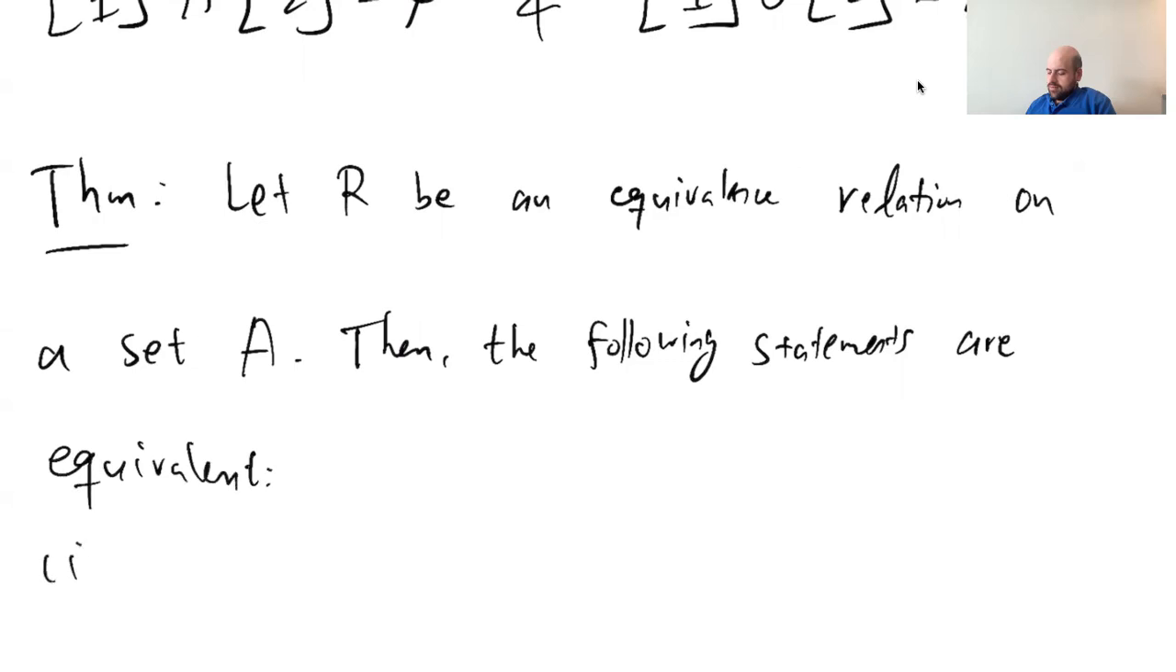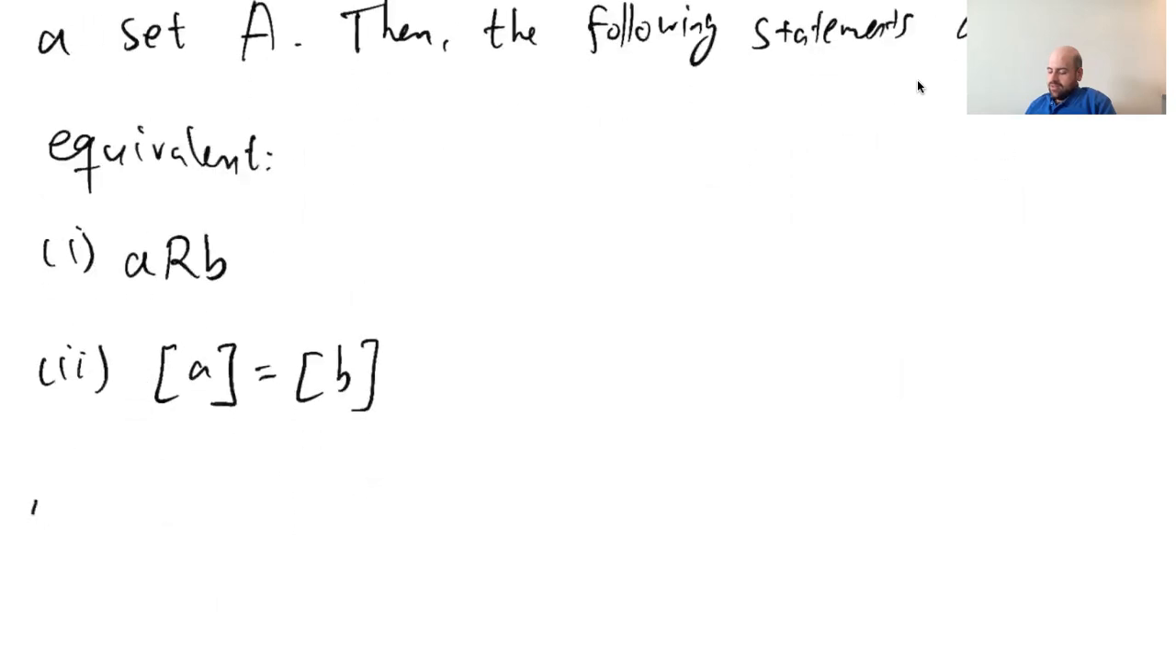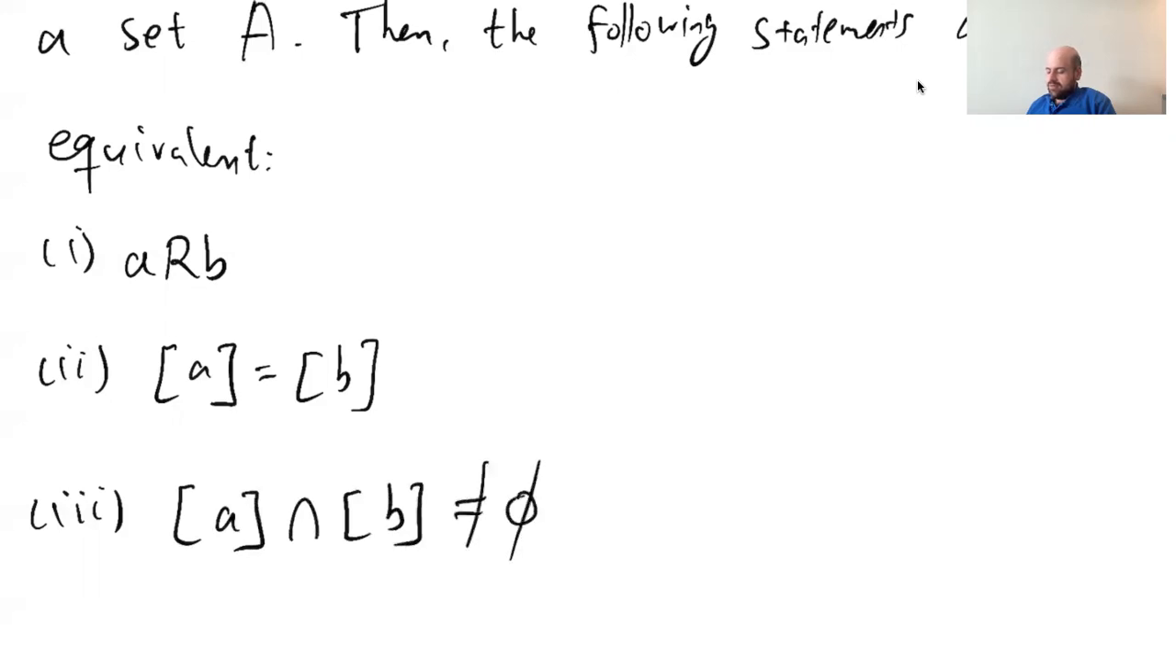So the first one: A is in relation with B. Second one: the equivalence class of A is equal to the equivalence class of B. And the third condition: the intersection of the equivalence class of A and the equivalence class of B is not equal to the empty set.